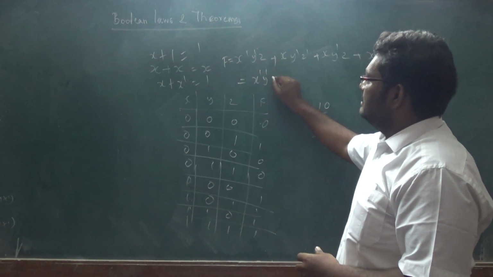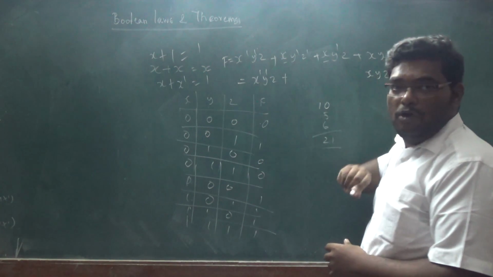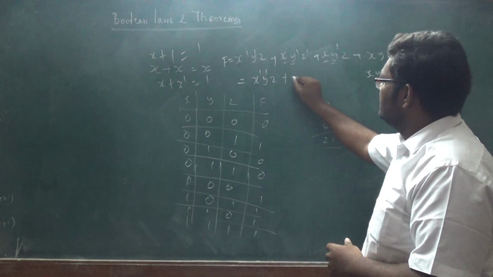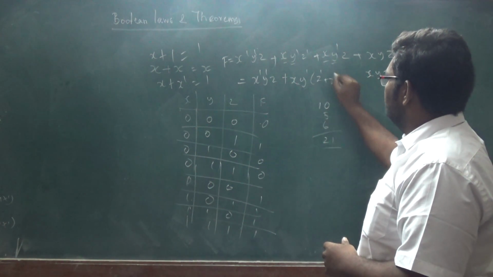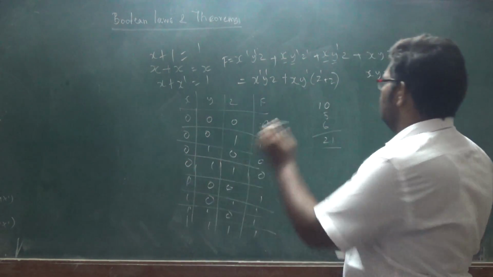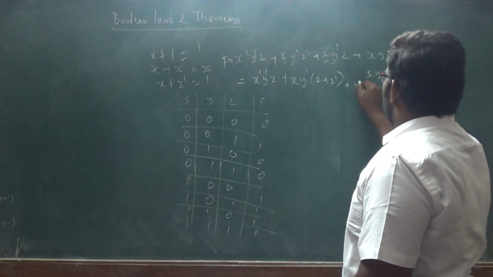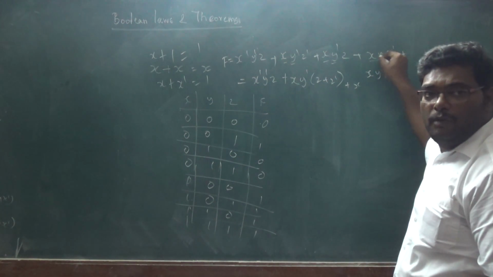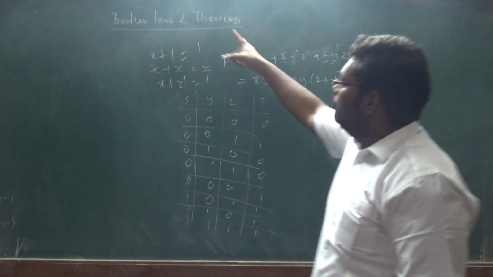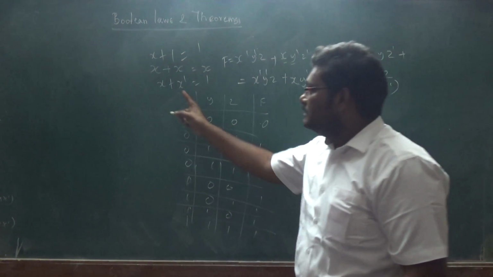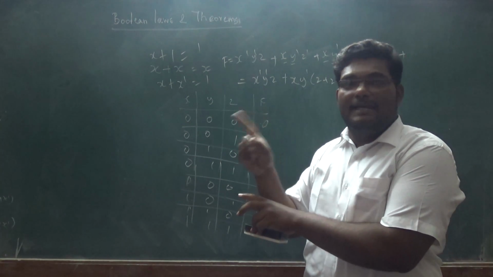We can see that in x y dash z dash plus x y dash z, x is common and y dash is common. We put x y dash into z dash plus z, or we can call it z plus z dash. Plus x y z dash plus x y z: here x is common, y is common, giving x y into z plus z dash. Now the Boolean theorem x plus x dash equals 1 is used. Here we are applying z plus z dash equals 1.